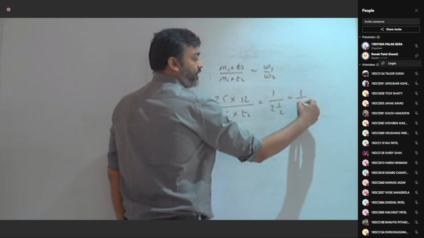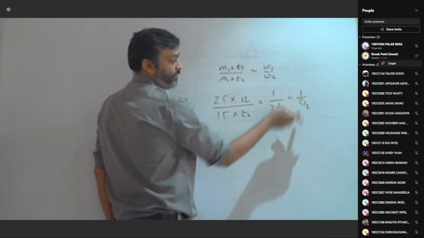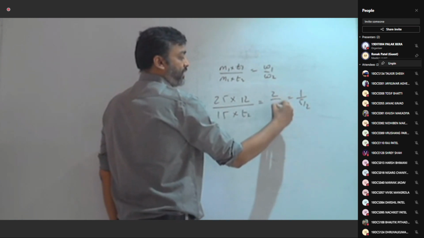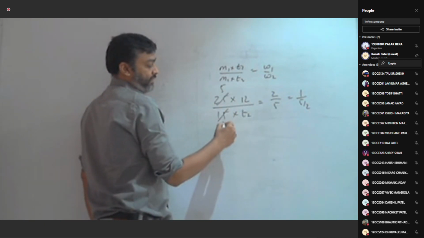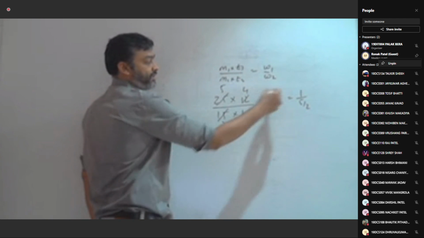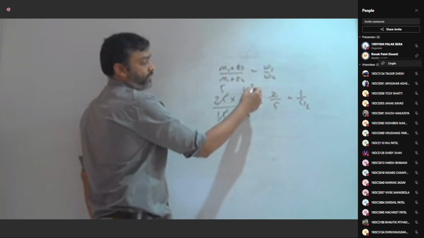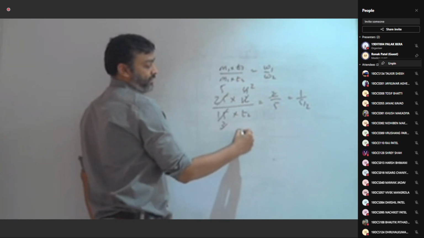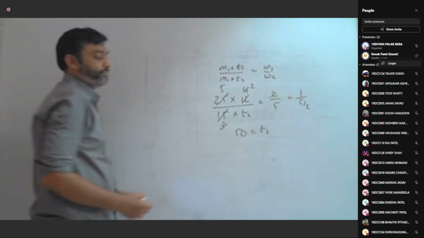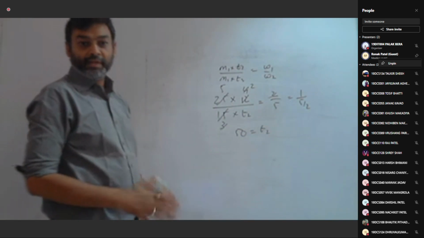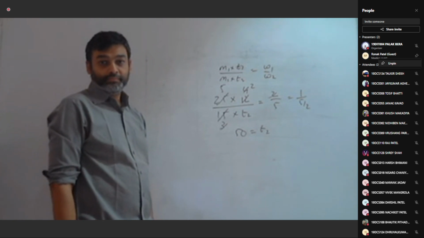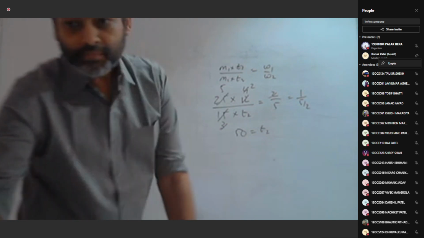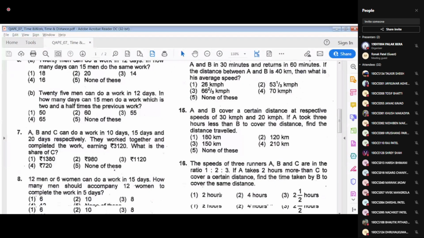I can write 1 upon 5 by 2. So the simplified form is 2 up, 5 down, that means it is 2 by 5. I can solve this. Like 5 5s are, 5 3s are, 3 4s are, 2 2s are, so 5 2s are 10. So that is your T2. So clear, everybody? Sure. Start with the 7th one, everybody.